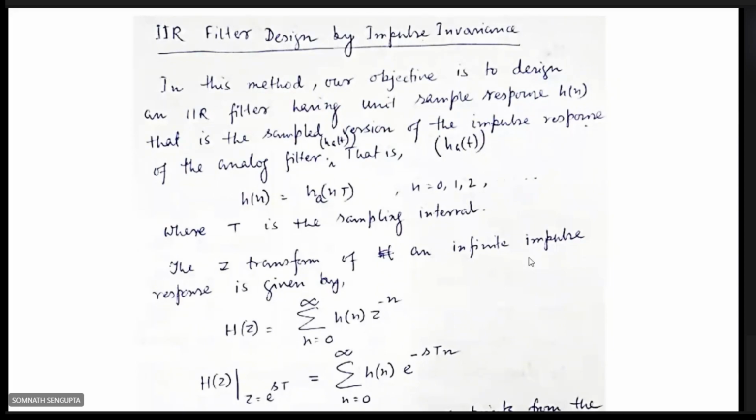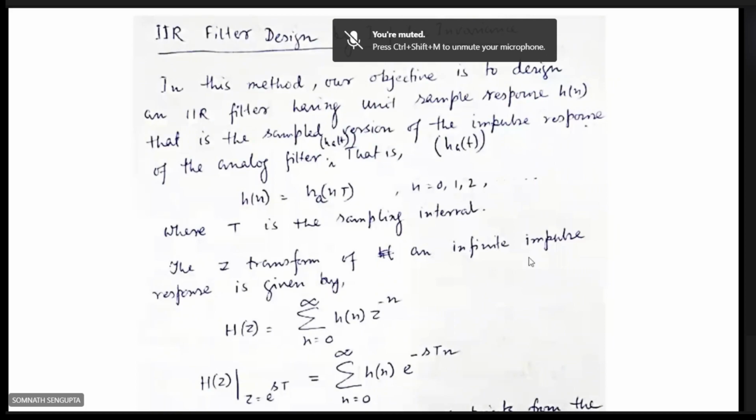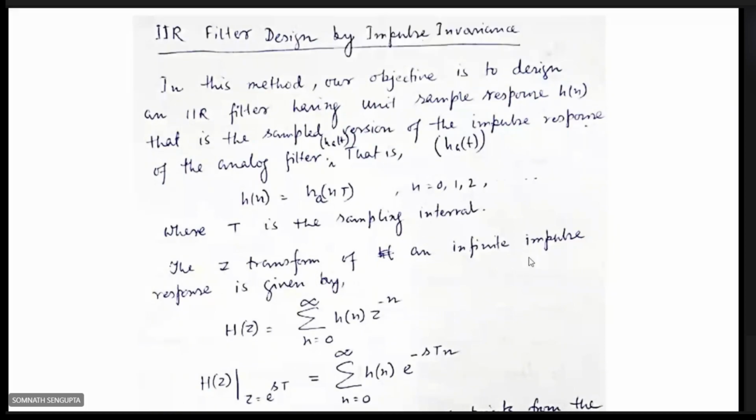Once a filter is given, generally it is given in analog transfer function form. Now when you design the digital filter, you have to convert the analog transfer function into a digital transfer function. So H(s) should be converted to H(z).